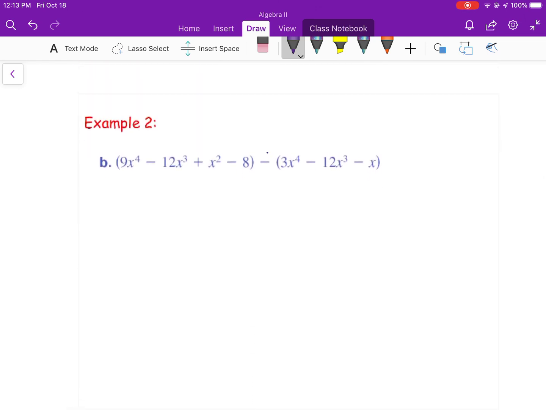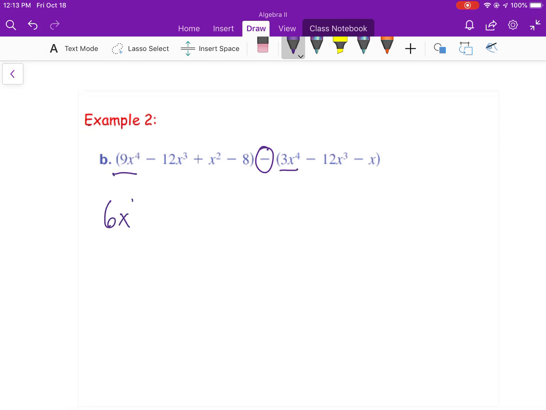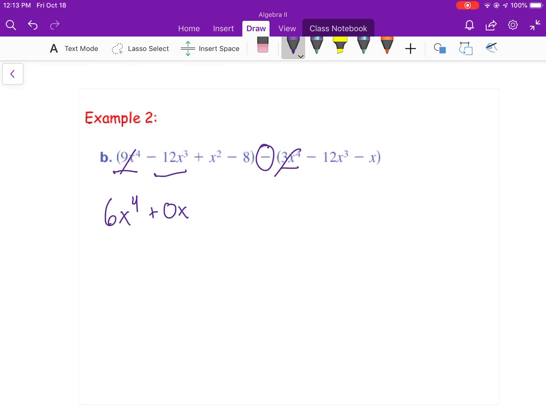Subtraction in between there, so again, no multiplying. So 9x to the fourth minus 3x to the fourth gives us 6x to the fourth. Okay, a negative 12x to the third minus a negative 12x to the third is actually no x to the thirds, because this minus along with that subtraction becomes a plus. I've got x squared, and I've got subtracting a negative x, so be careful, make sure you have a plus x there. And then I got a negative 8 behind it.